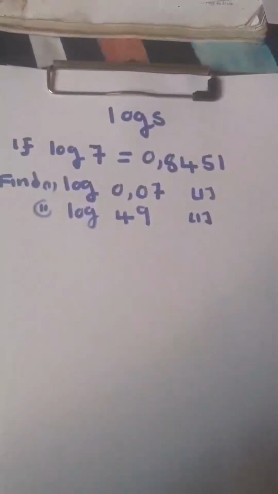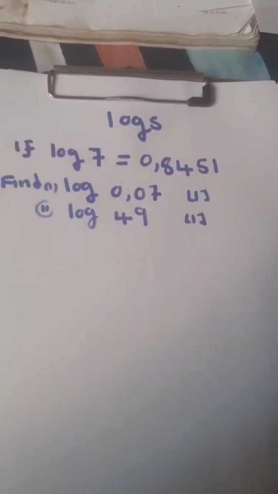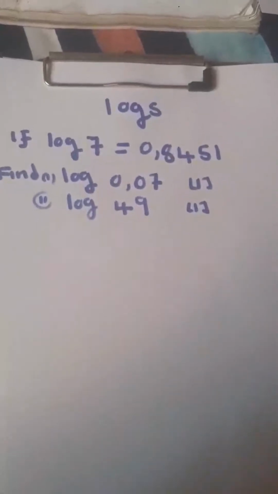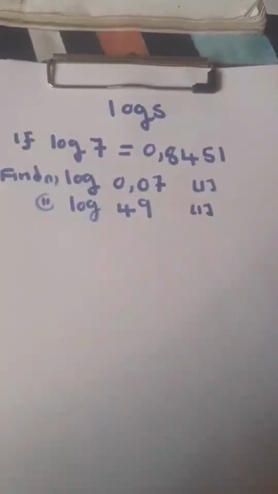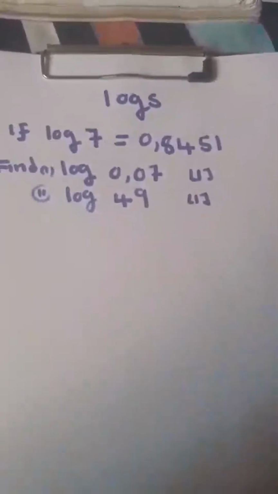So we have a question here. It says if log 7 is equal to 0,8451, find log 0,07. Part B, find log 49. Okay, so we want to find log 0,07 and log 49. Okay, so solutions.